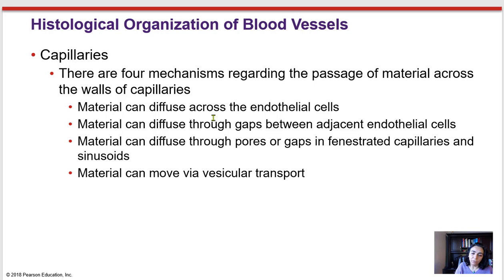So the material can diffuse across the endothelial cells, pass through the cell membrane, right? Material can diffuse through gaps between adjacent endothelial cells, right? When we were in the epithelial tissue, these are all simple squamous epithelium. We talked about the epithelial tissue and all other types of cells in the tissues, that we have the junction between the cells. So the presence of those junctions determines how much the material can pass between the cells, right?